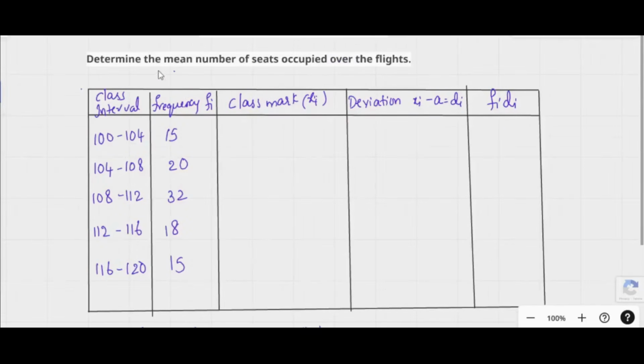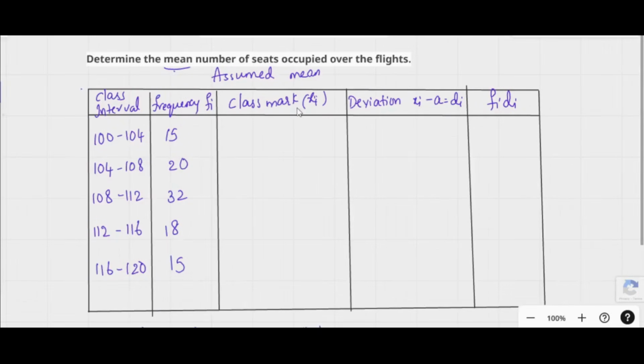Here they are asking us to determine the mean number of seats occupied over the flights. So here again, these are the bigger numbers, so I want to go with the assumed mean method. In a previous question I took the step deviation method and showed you how to solve it easily. Let us solve the assumed mean method also step by step neatly. This is the class interval they have given and this is the frequency they have given.